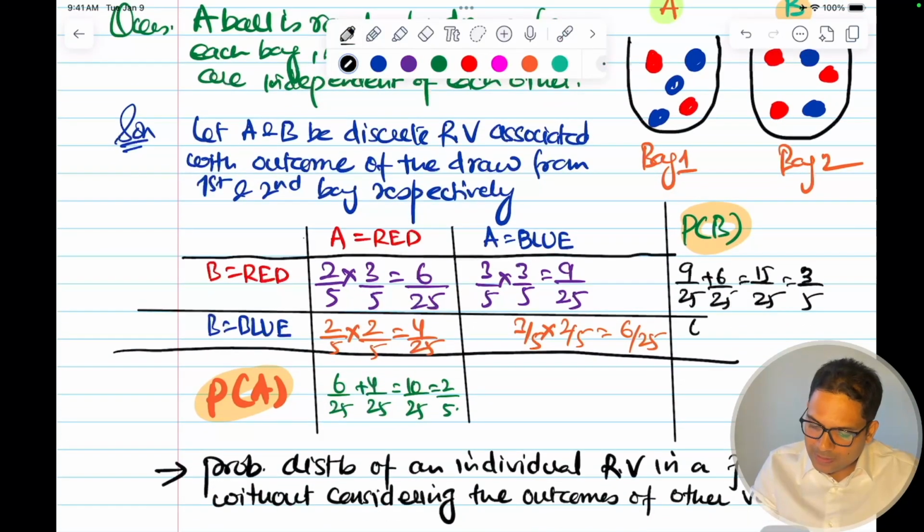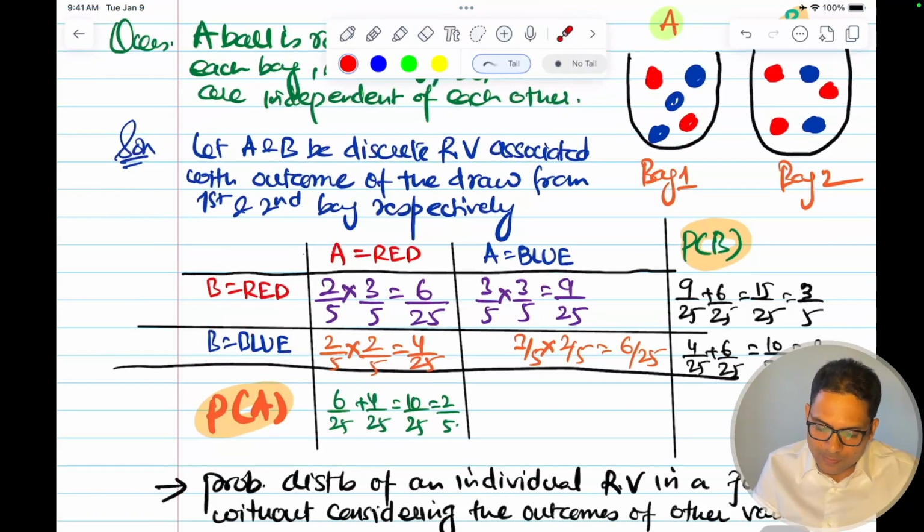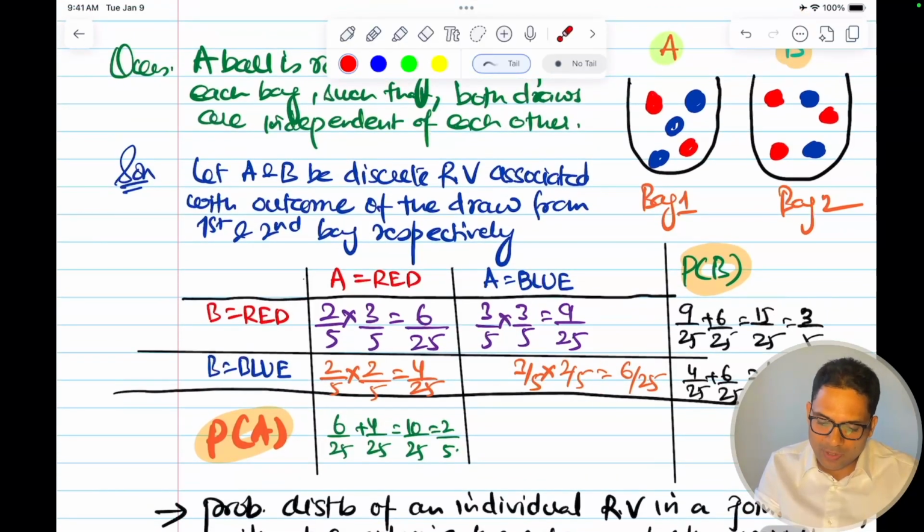Similarly, this is 4 by 25 plus 6 by 25. This is equal to 10 by 25, which is equal to 2 by 5. What does this mean? That the probability of getting a blue ball in the second draw, B is for the second draw, A and B for outcomes of the first and second draw respectively. So the probability of B here in this second case means getting a blue in the second draw. So this is 2 by 5.